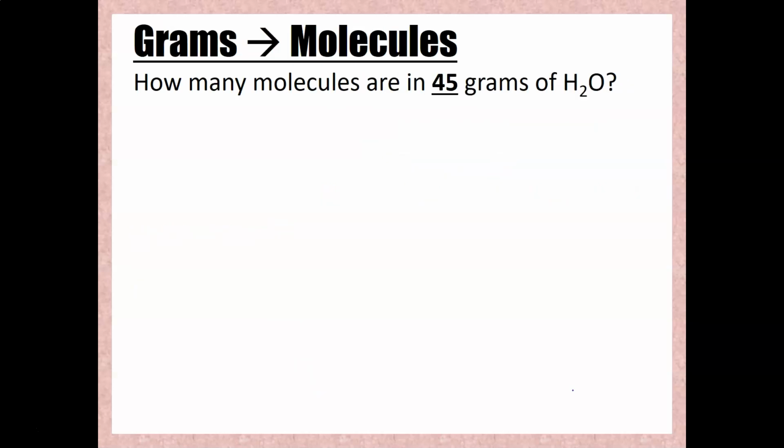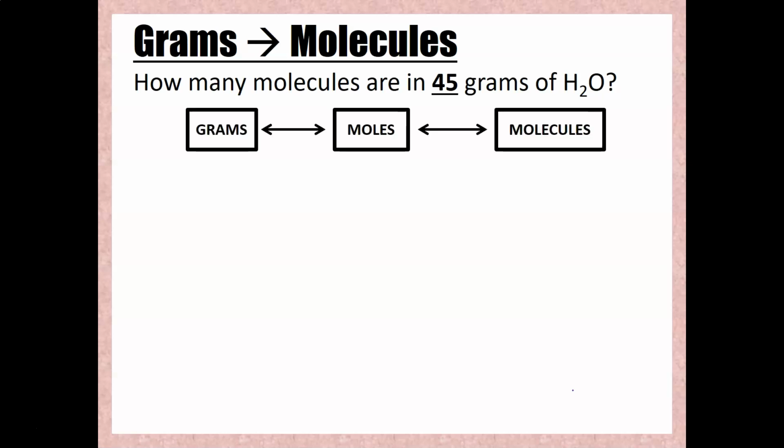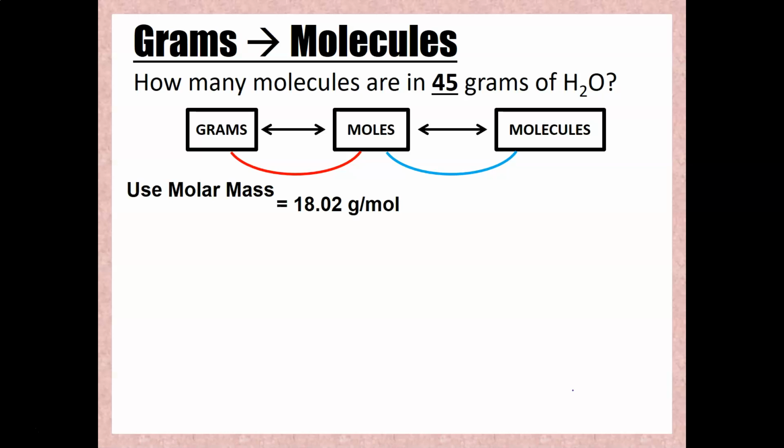All right, now let's go from grams to molecules. Here's our molar pathway, but this time we are going to have to use the entire thing. We're going to use molar mass first, then we're going to use Avogadro's number. This molar mass here is the molar mass of water, H2O. I got that from the periodic table. 2 hydrogens plus an oxygen.